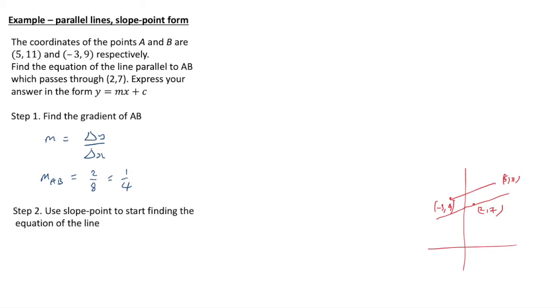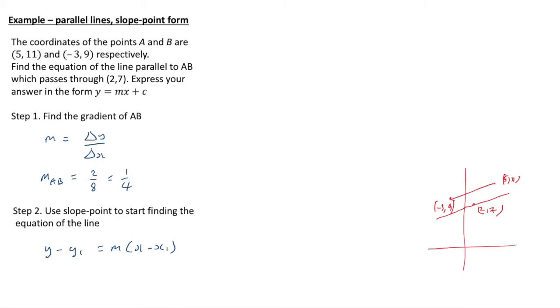Now we use slope point to start finding the equation of the line, and this is where slope point is so useful. We now know the gradient, 1/4. We know a point on the line, (2, 7), and so we can pop all that in.